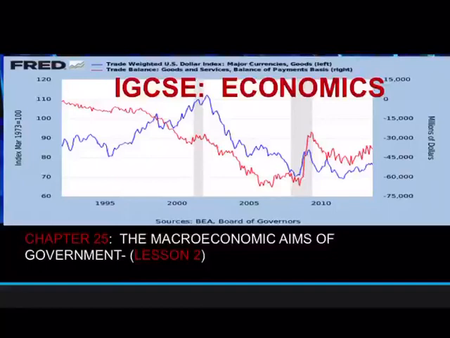The first aim is economic growth, achieving economic growth in a country. Secondly, price stability. The third is full employment or low unemployment. The fourth aim is the surplus in the balance of payment. In this chapter, we're mainly going to discuss the first aim, economic growth, by applying the production possibility curve as well as the ADAS framework.